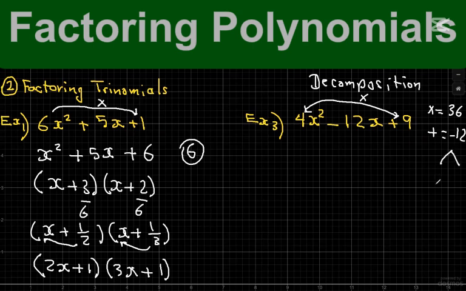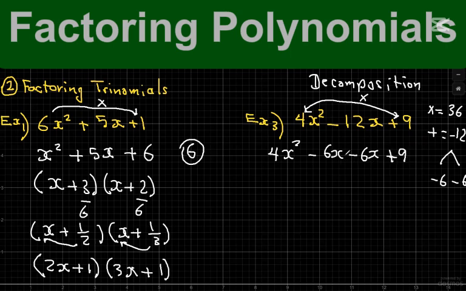These 2 numbers that will do that for you are negative 6 and negative 6, because negative 6 times negative 6 will give me positive 36. And when you add these 2, you get negative 12. So what you do here, you rewrite this equation as 4x squared, but instead of minus 12x, you write minus 6x minus 6x, these 2 numbers here, and then you still have the plus 9.